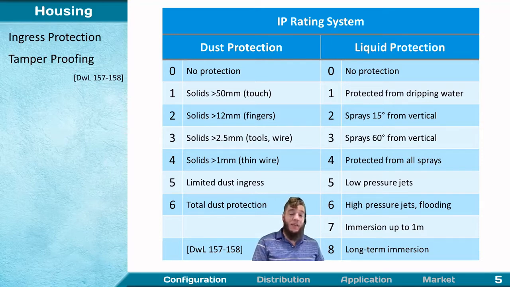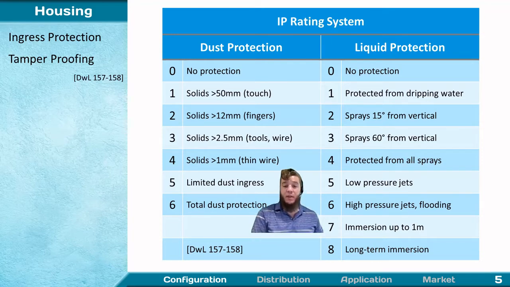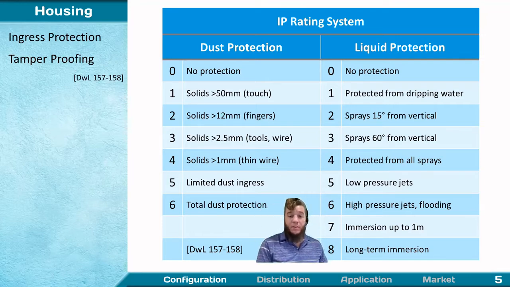So IP66 tends to be actually a more stringent standard because this is something you can hit with a fire hose, and IP68 is something you can throw in a pool. Usually, if you can hit it with a fire hose, you probably can throw it in a pool, but not necessarily the other way around. So that's our basic IP rating system. And you're definitely looking for something that is either IP66 or IP68 rated for your exterior luminaires.